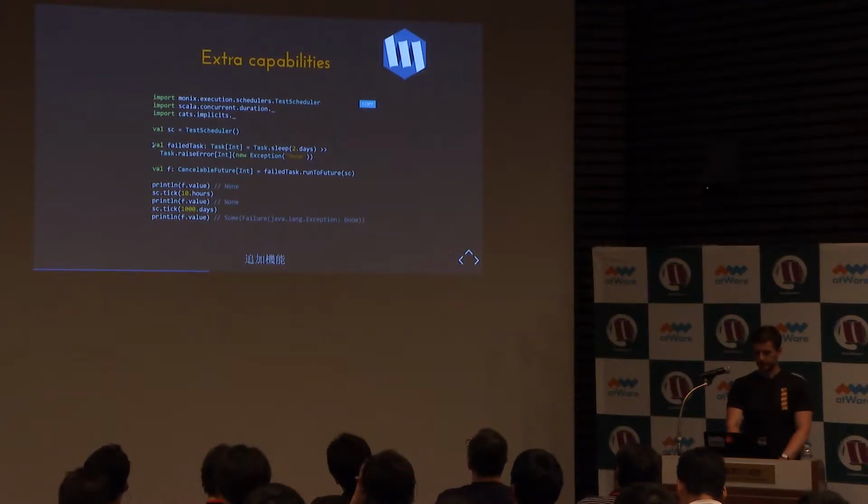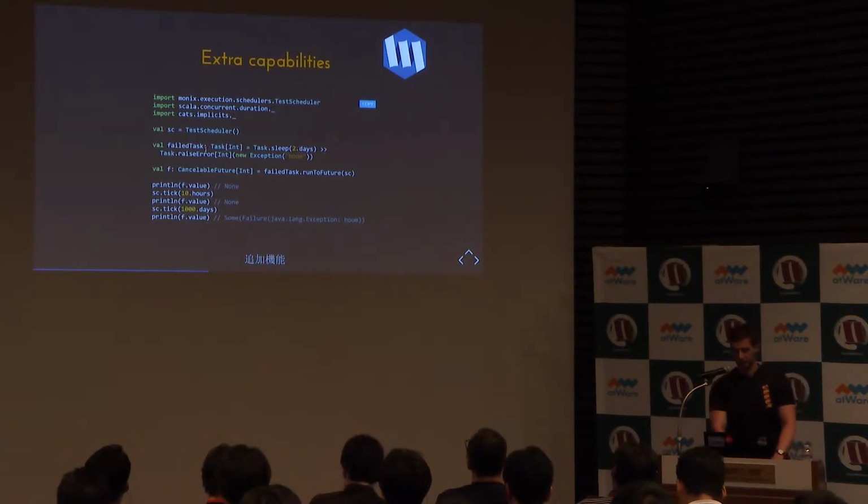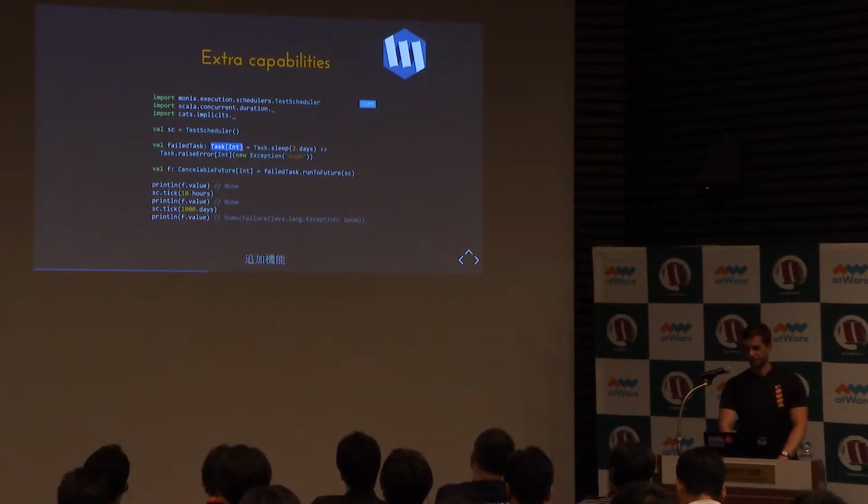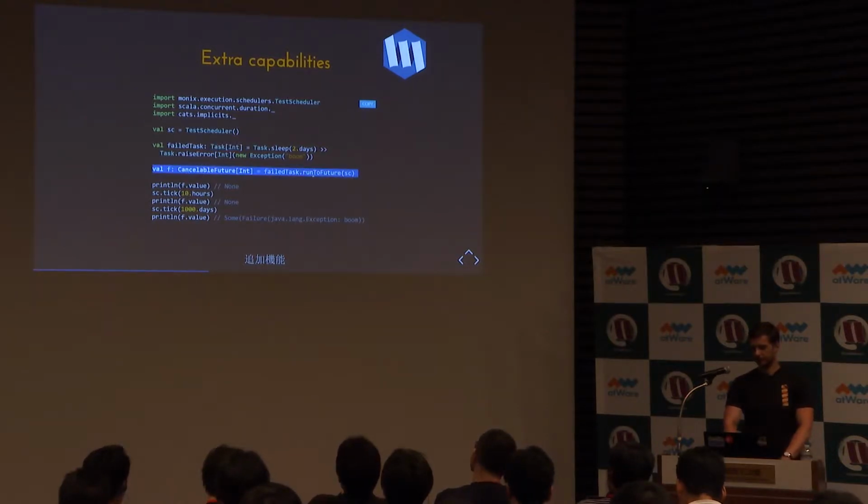So in this example, I define a task that raises an error after 2 days. And for those of you that are not familiar with Task or IO monads, we could say that a Task of Int is like a description of a program that after running will produce either an integer, will never return, or will end with an exception. And it's lazy, so until we run it, it won't do anything. It just builds this description.